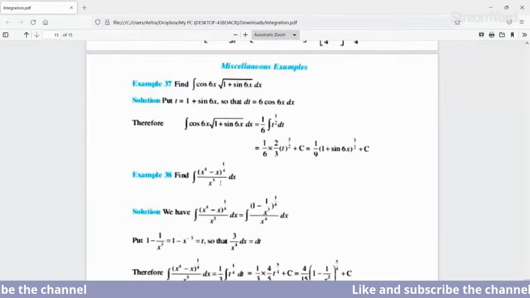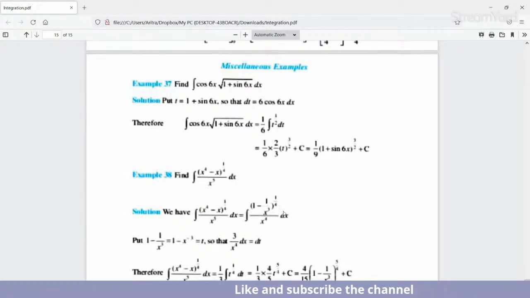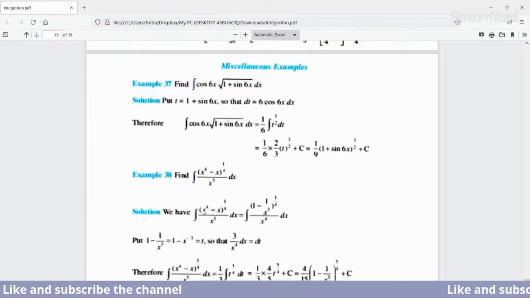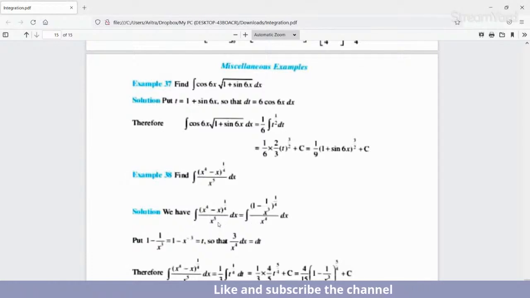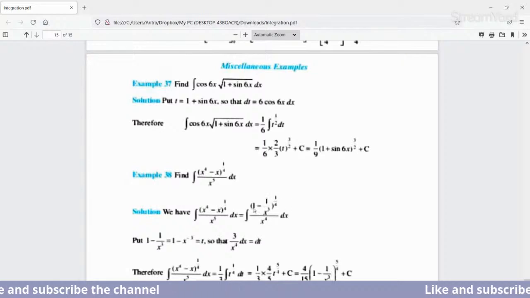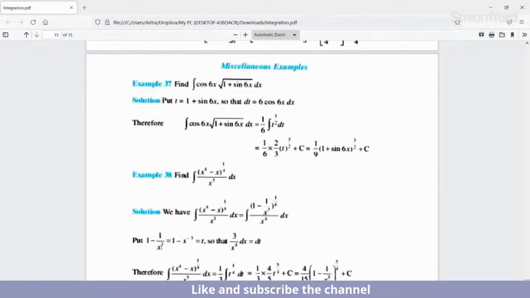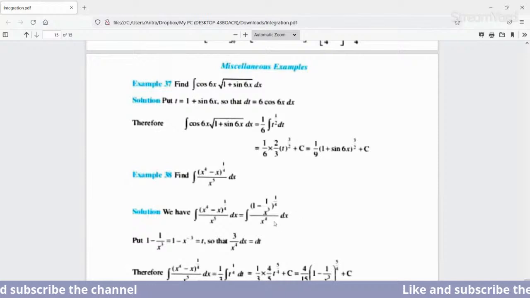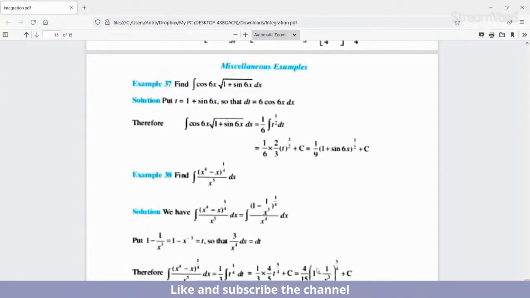In this sum, just see, they have adjusted this again in the second step. So x to the power 4 minus x whole to the power minus 1 by 4, x to the power 4 minus x whole to the power 1 by 4 by x to the power 5 dx. Okay, now they have adjusted it: 1 minus 1 by x cube to the power 1 by 4 by x to the power 4 dx, and then they have taken this to be t and differentiated. They got the replacement for dx by x to the power 4 and replaced the value, and got the answer: 4 by 15 into 1 minus 1 by x cube to the power 5 by 4 plus c.